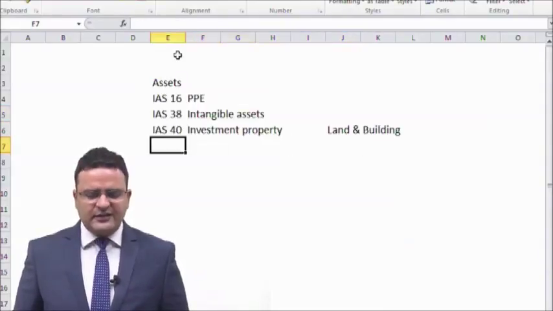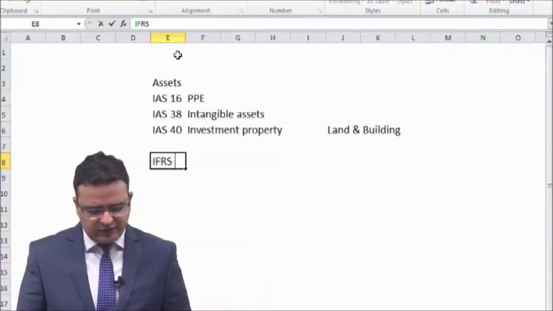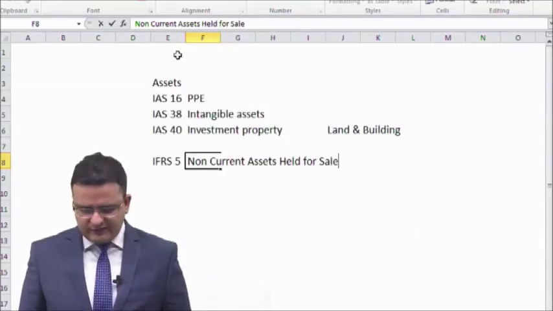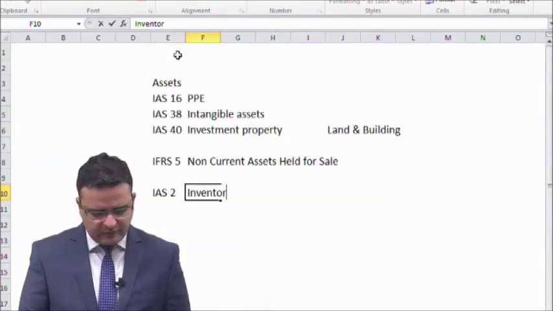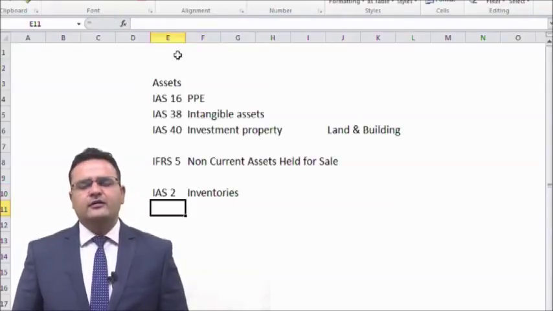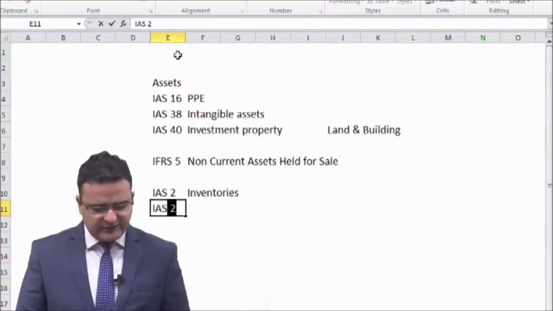Now among your fixed assets, if you have thought of selling any asset within 1 year, there is a separate standard, IFRS 5 non-current assets held for sale. If you are dealing with inventories, the standard which talks about inventories is IAS 2. And if you wish to know whether you are constructing a qualifying asset or not, and if you borrowed any funds specifically for construction of this asset, can you capitalize the cost incurred on this asset? IAS 23 is the standard, borrowing costs.